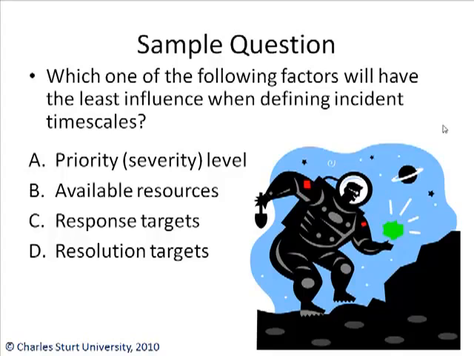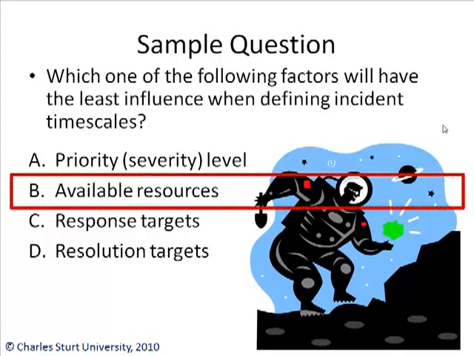Yeah, what's the answer? Of course, the answer is answer B. The fact that you don't have enough people to deal with all the incidents, well, the business doesn't care, and if they think they've got a major incident, then they've got a major incident. And then of course, you should be following the right timescales. So B is absolutely not a factor that should be impacting on setting those timescales.